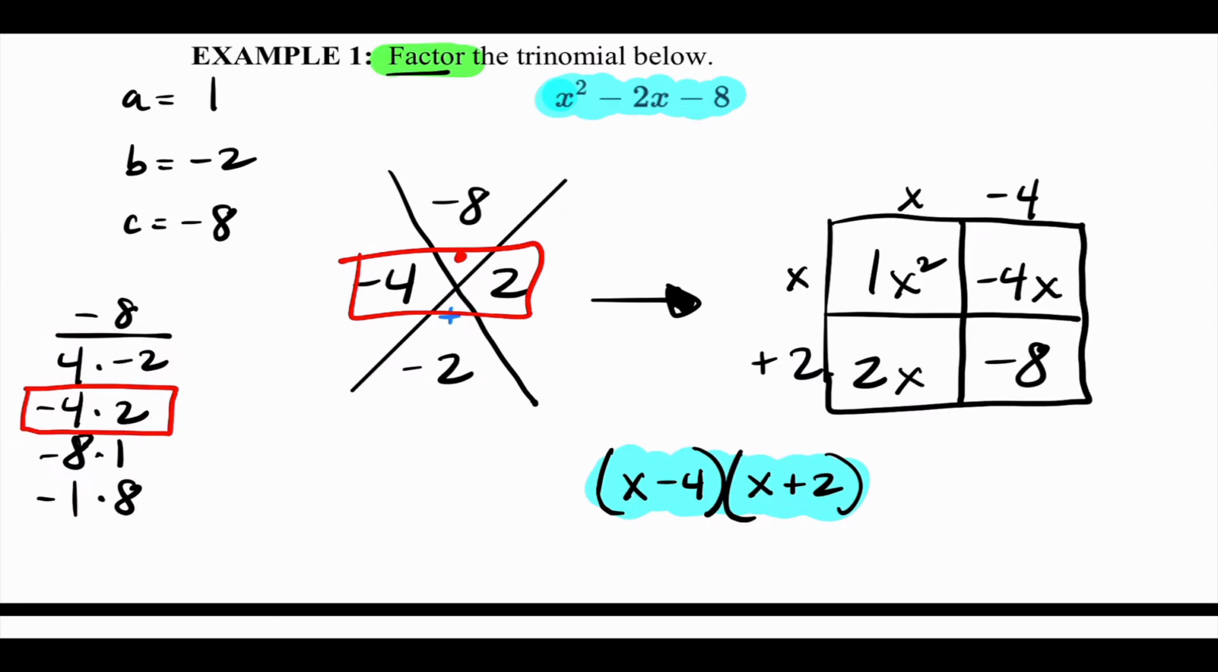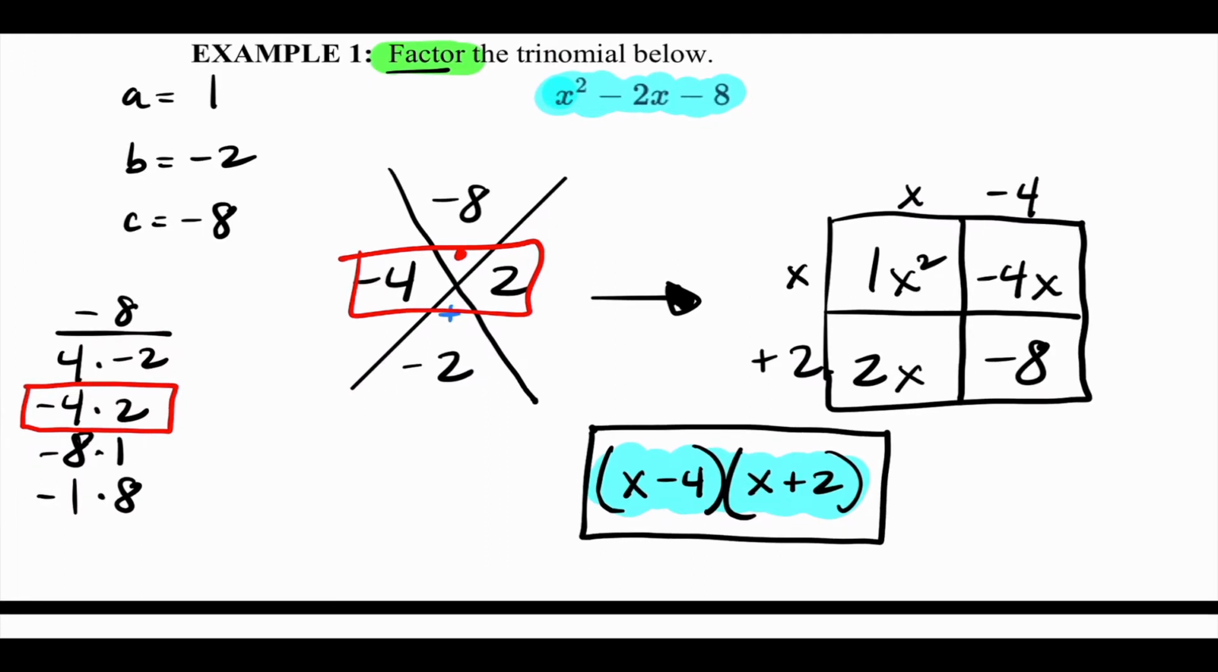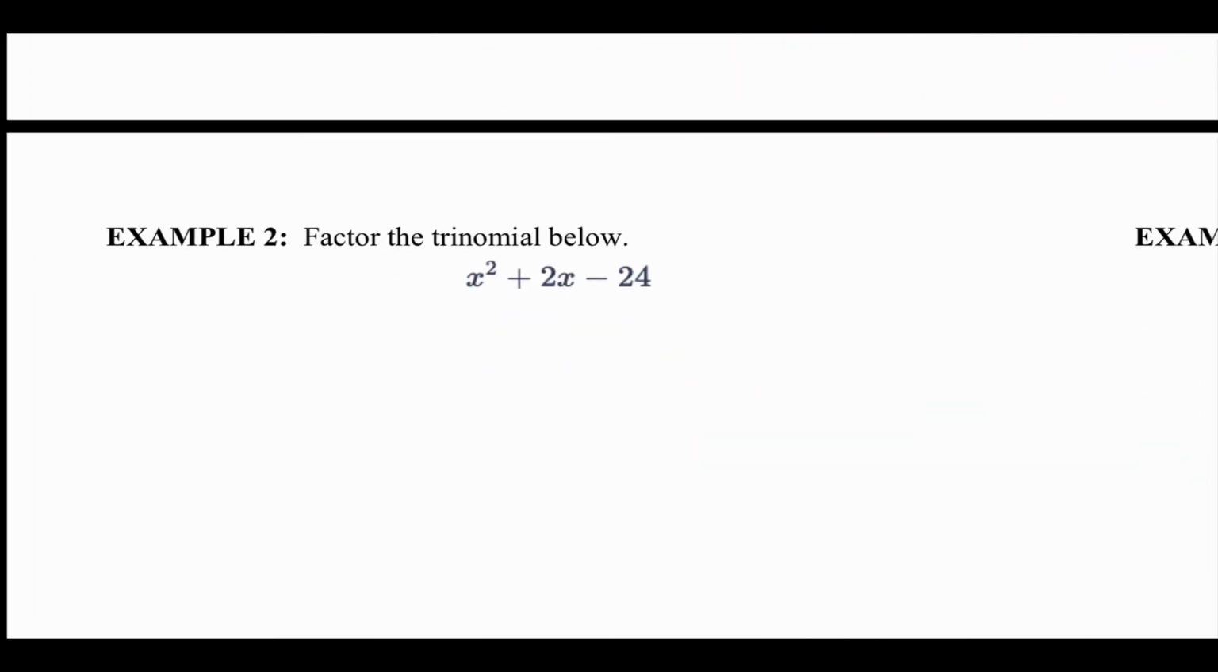Okay? So on Delta Math, what would you do? I'd put one box and write your answer just like that. Parentheses, x minus 4, parentheses, x plus 2. Enter twice, you're done. Green check. Okay? That's if it says factor. If it says solve, we have an extra step, but we don't have to do that for this one because it just said factor.